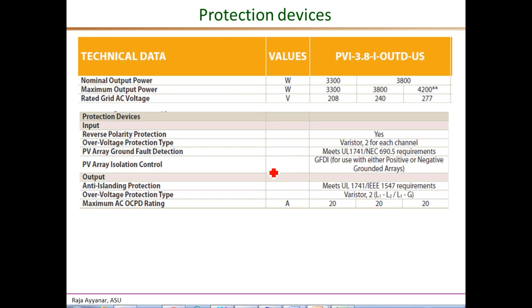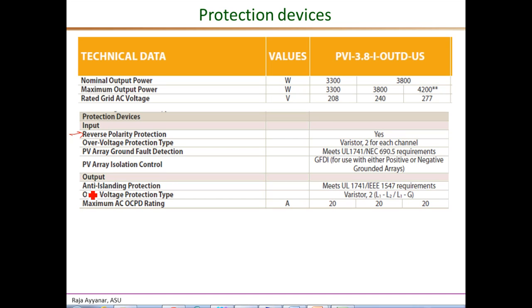Okay, next we come to the protection features of these string inverters. On the DC input side, we have first of all reverse polarity protection, and both on the DC side as well as on the AC side, we have overvoltage protection using varistors. A key requirement for all PV inverters is ground fault detection to meet the UL 1741 requirement as well as some of the NEC requirements.